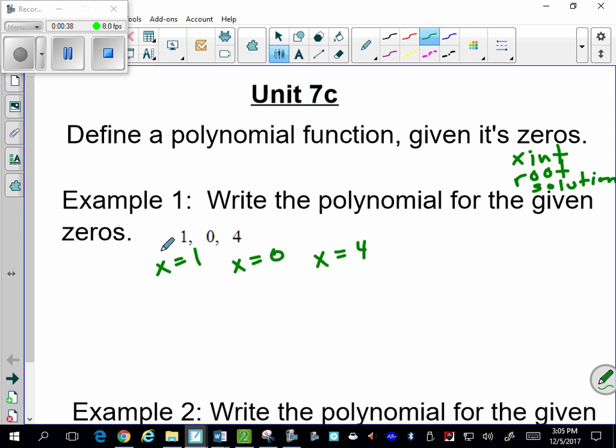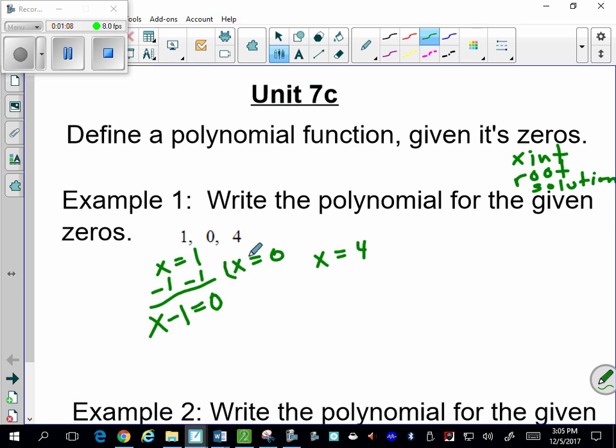What we're going to have to do with each one of these x-intercepts, these zeros, is make them equal 0. So right now this one equals 1. So how do I make this equal 0? I just subtract 1. These are not like terms, but that's okay. x minus 1, we just put them next to each other, and 1 minus 1 is 0. Good. Here's one of your factors of the polynomial. Another factor: x equals 0 already equals 0, so your other factor is x.